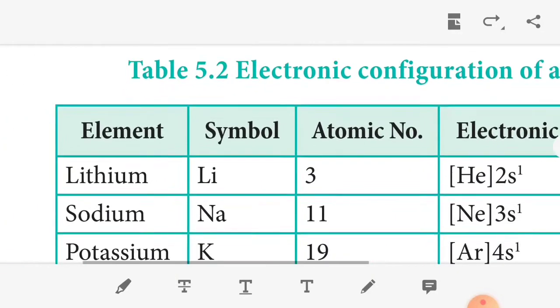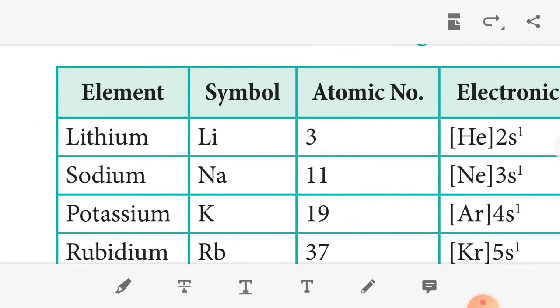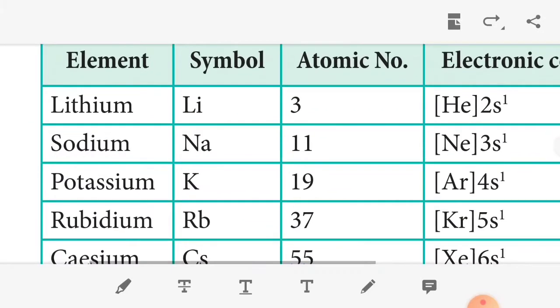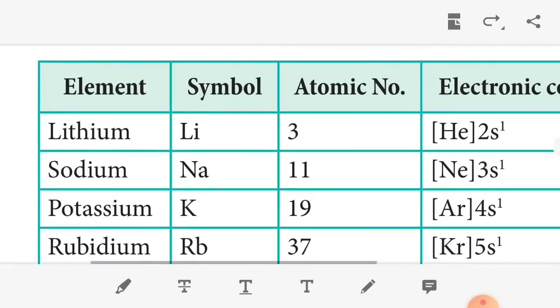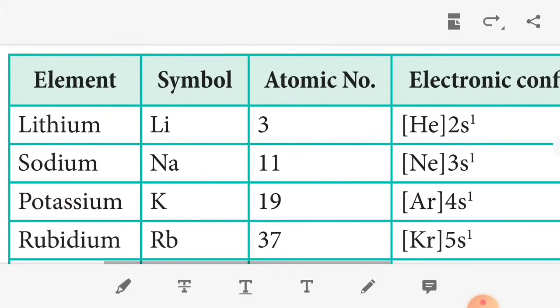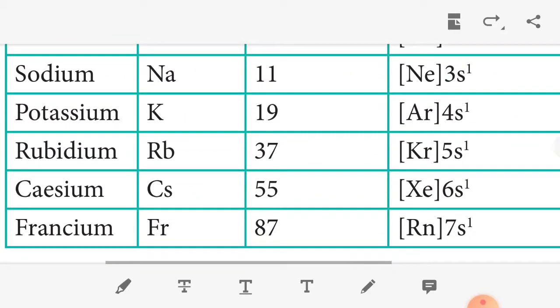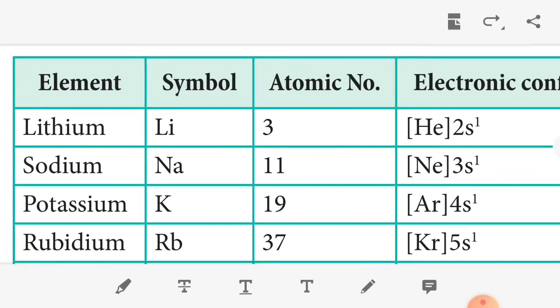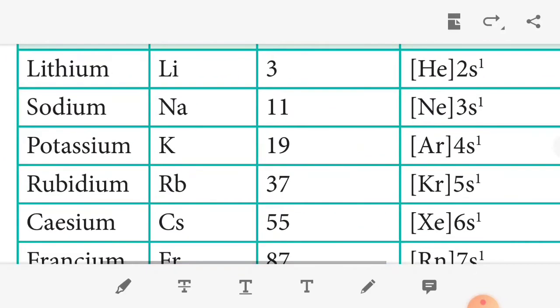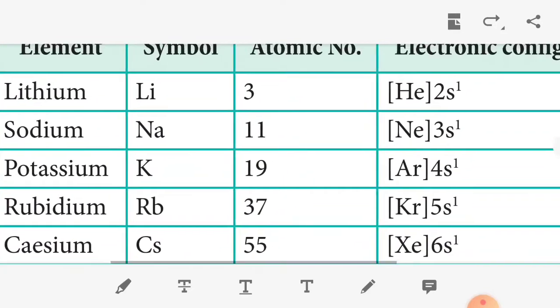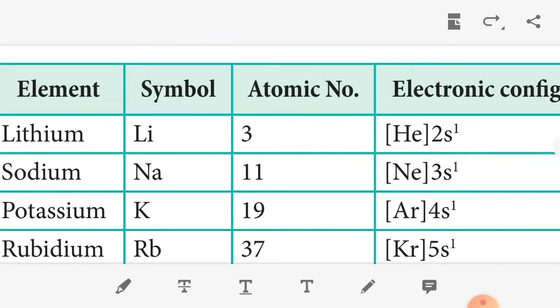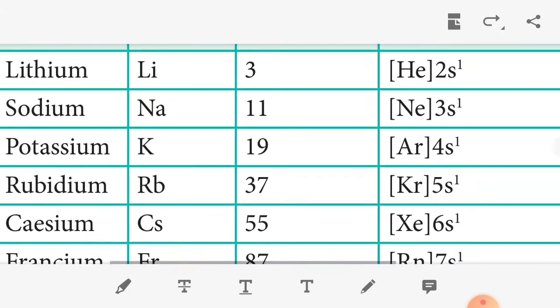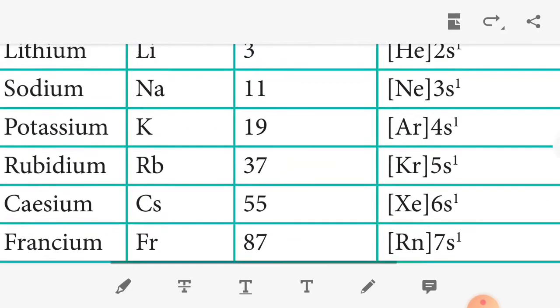We know in the periodic table, periods are numbered 1 to 7. So here is the electronic configuration table of alkali metals. The elements are lithium, sodium, potassium, rubidium, cesium and francium. The symbols are lithium Li, sodium Na, potassium K, rubidium Rb, cesium Cs, francium Fr. Then the atomic numbers for alkali metals are 3, 11, 19, 37, 55, 87.